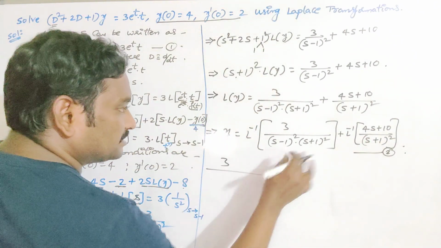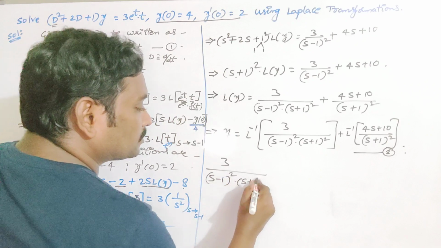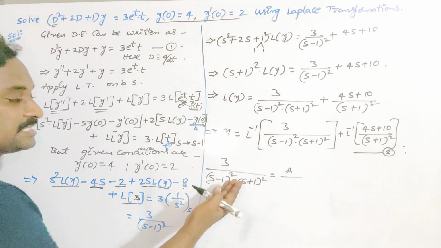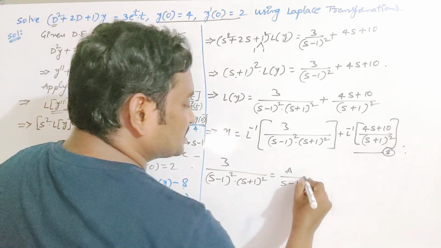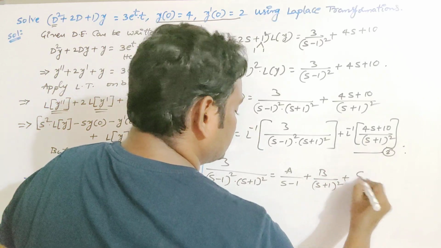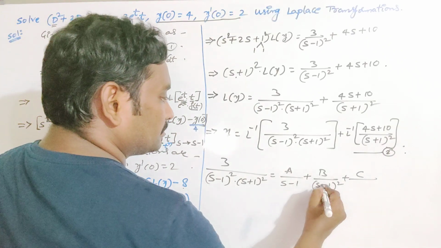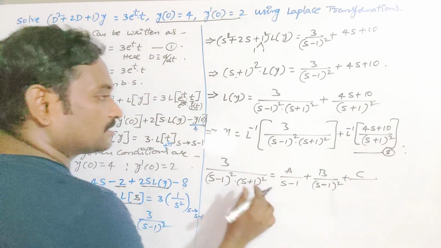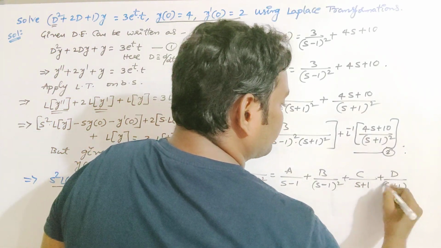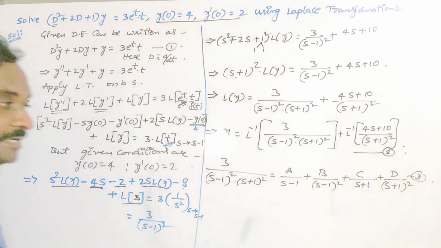So consider this part only: 3 by (s minus 1) whole square into (s plus 1) whole square is equal to, what are the partial fractions? Repeated linear factors in the denominator. That is why a by (s minus 1) plus b by (s minus 1) whole square. First term is over. For the second term, it would be c by (s plus 1) plus d by (s plus 1) whole square. Take the LCM. We can call it equation number 3.